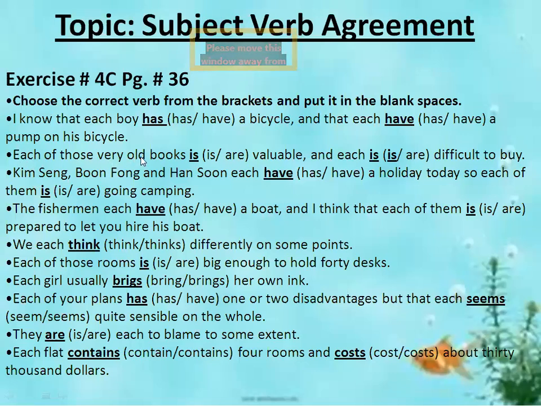Again here number 2, each of those very old books are noun, and each is coming before the noun. If each is coming before, you have to select is from here because it's singular. If you see in the book, there is a line: before a noun or pronoun or is used by itself. That means if it is being used for itself, not before a noun or pronoun, then again you have to use the singular verb from the bracket. From here also you will select the singular verb, from here also you will select the singular verb.